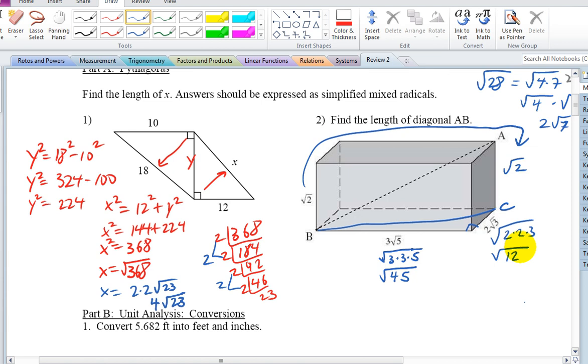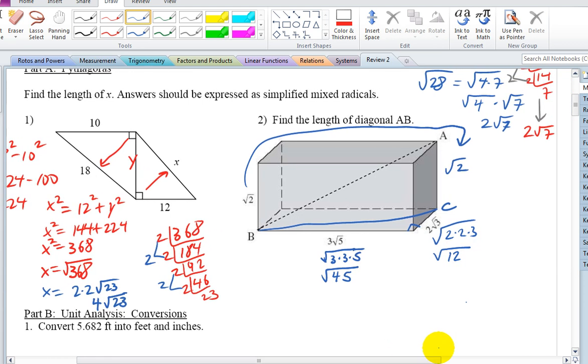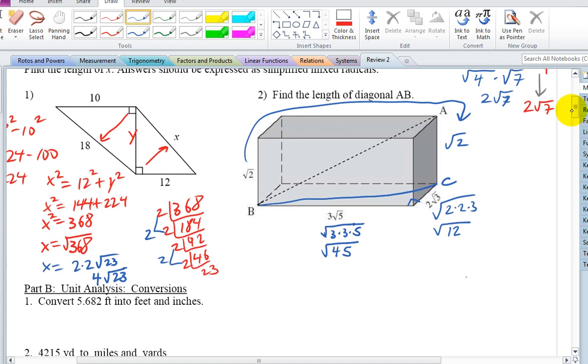We get square root 12. Okay. Good. So what we're looking at now, we want to find BC squared. That's the hypotenuse, so we're going to add our squares. So square root 45 squared plus square root 12 squared.